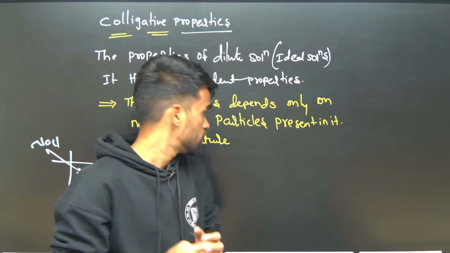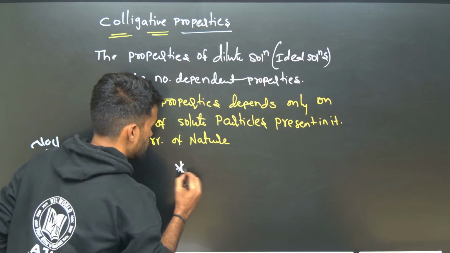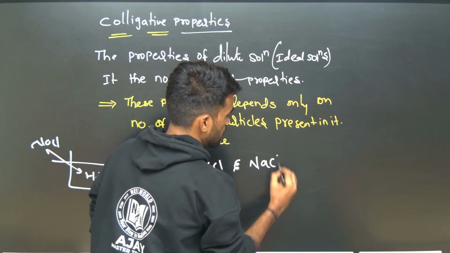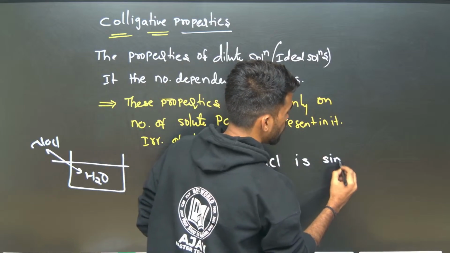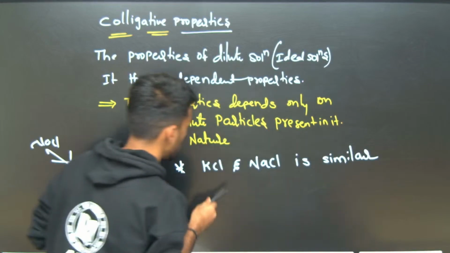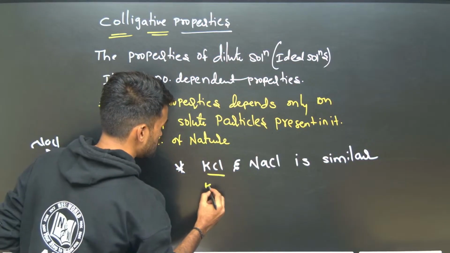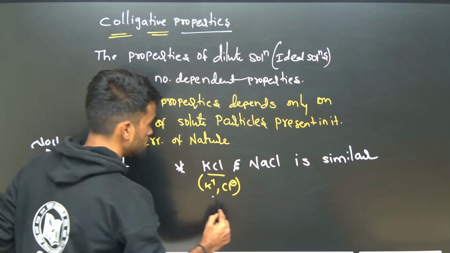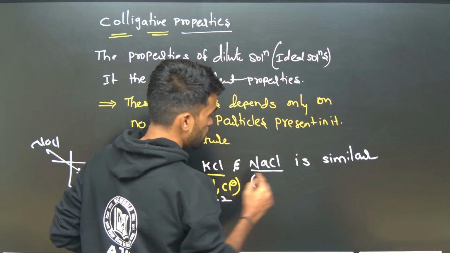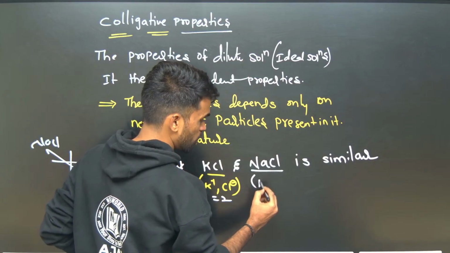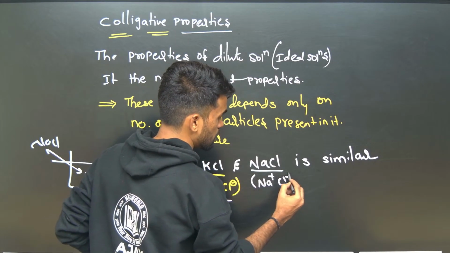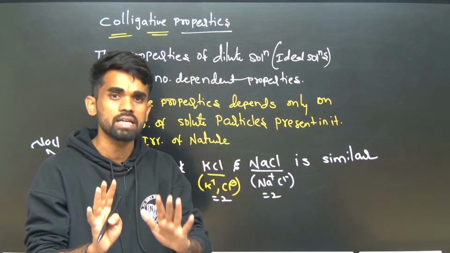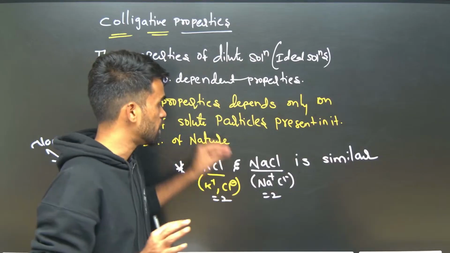So here what I can say is the colligative properties of KCl and NaCl are similar. Why am I saying these are similar? See how many particles it can give. KCl gives one K plus ion and one Cl minus ion, so the number of particles is 2. In this case, Na plus is one particle and Cl minus is the other particle. So here also it is giving 2 particles. So the colligative properties of these two substances are almost the same. That is what you can understand.